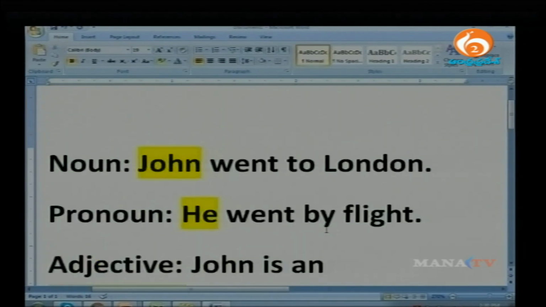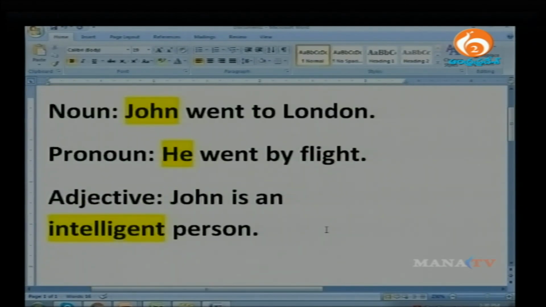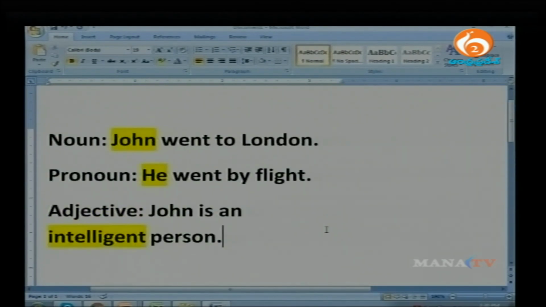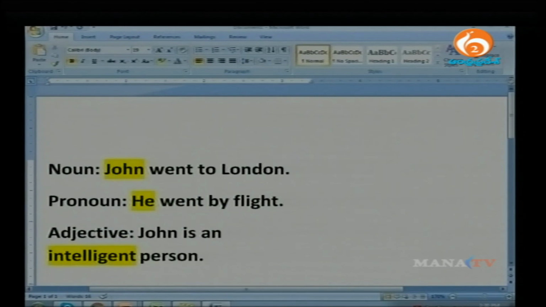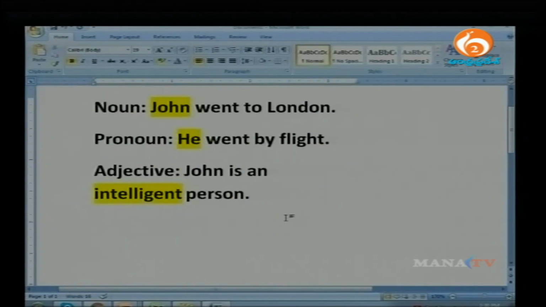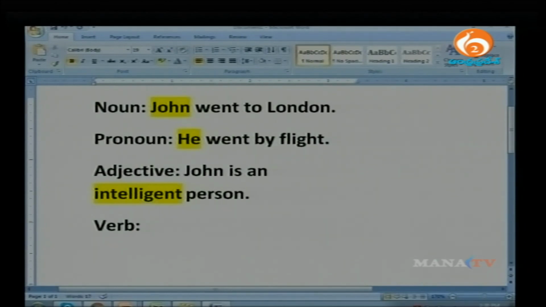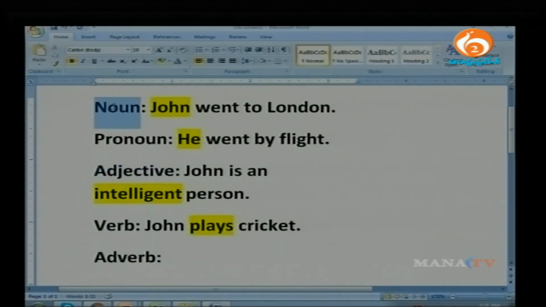So let me zoom this out. I hope this is visible to all of you. Okay, here we go. All right. Now, what do you mean by verb? Verb means action. John plays cricket. So plays is a verb. Now what do we mean by adverb? Like adjective is qualifying the noun, adverb qualifies the verb.